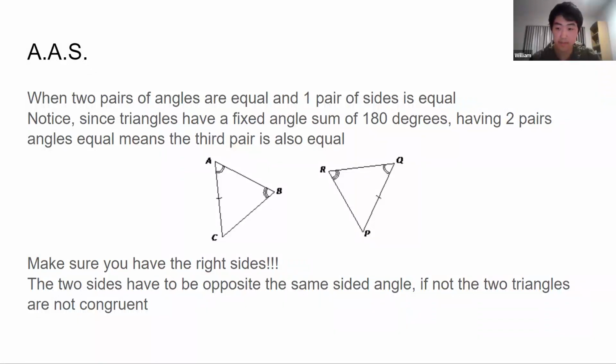So the notation here: if you look at angle A and angle Q, they both have two lines. This indicates that these two angles are equal in magnitude. And if you look at angle B and angle R, these angles both have three lines, so that means B is equal to R in terms of size. If we know that one pair of sides are equal, and that two pairs of angles are equal, then we know that these triangles are congruent. So make sure that you have the right side. The two sides have to be opposite the same angle. If not, the two triangles are not congruent.